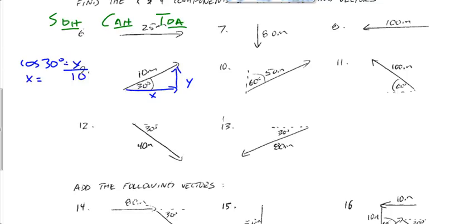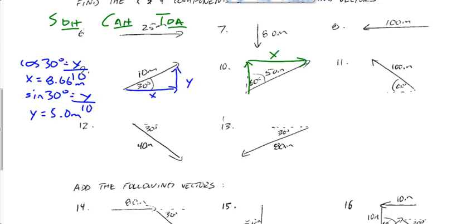X is equal to 8.66. The y component, we're going to say it's the opposite side, so sine 30 degrees is equal to opposite over hypotenuse. So y ends up equaling 5.0 meters. Good. How many people got that? Good. Excellent. The next one, we're going to draw our triangle like this, up and over.